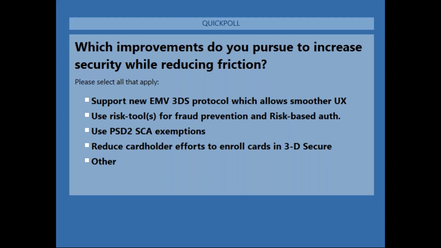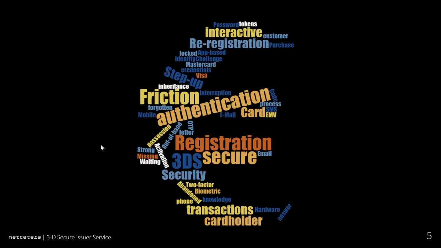Okay, so we got some feedback, and I'm happy to share with you that about 55% are going to support the new EMV 3DS protocol. About 64% are using a risk tool for fraud prevention and risk-based authentication. 45%, almost half of you, are going to use PSD2 SCA, strong customer authentication exemptions. And also more than half, 55%, are going to reduce cardholder efforts for the enrollment of cards into 3D Secure. About 17% have also marked other as activities to reduce friction. Many thanks for these insights. It gives us a bit of a feeling of who is in the webinar.